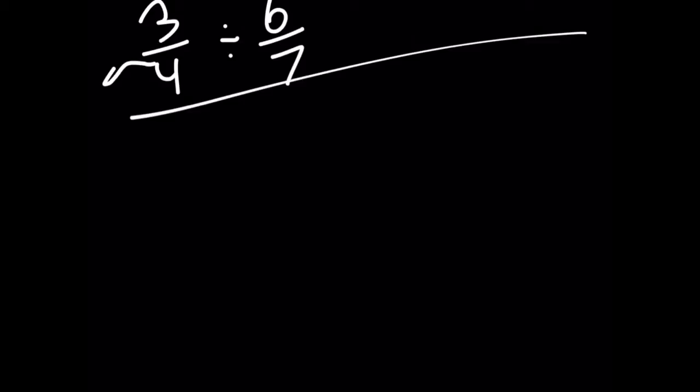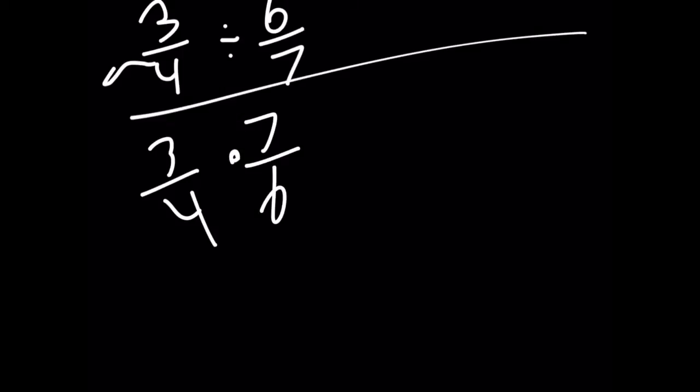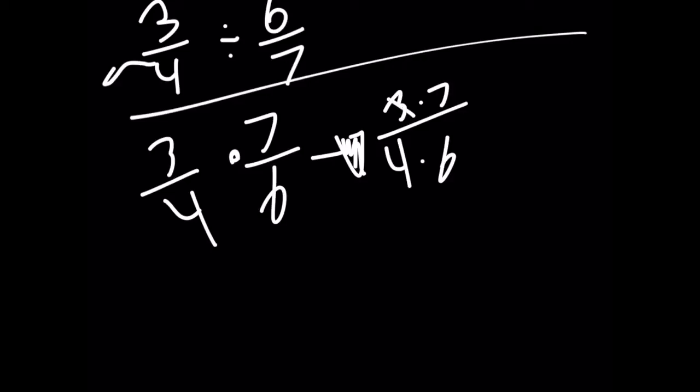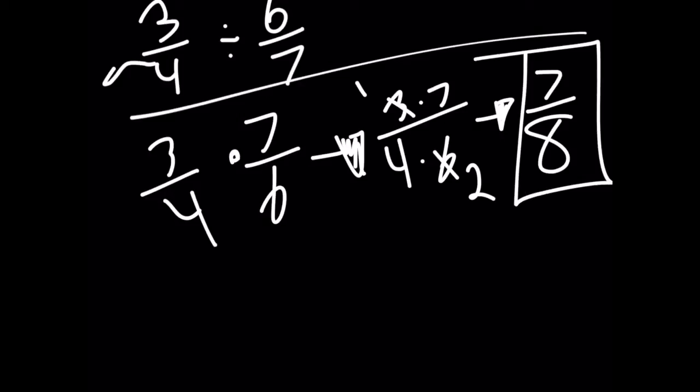You have to do KCF, so you write 3/4 times 7/6, and then you have to write 3 times 7 over 4 times 6, and then 1, 2, and that's 7 over 8. That's your answer.